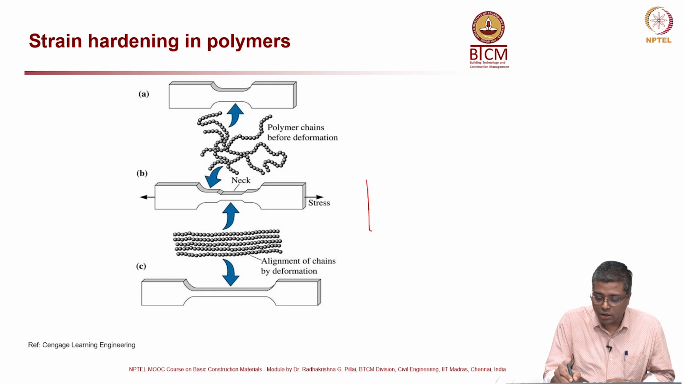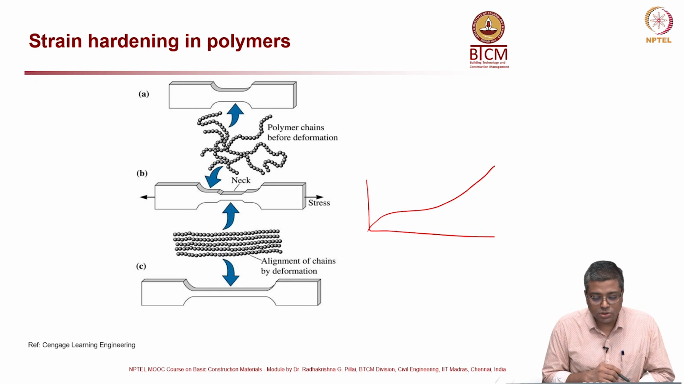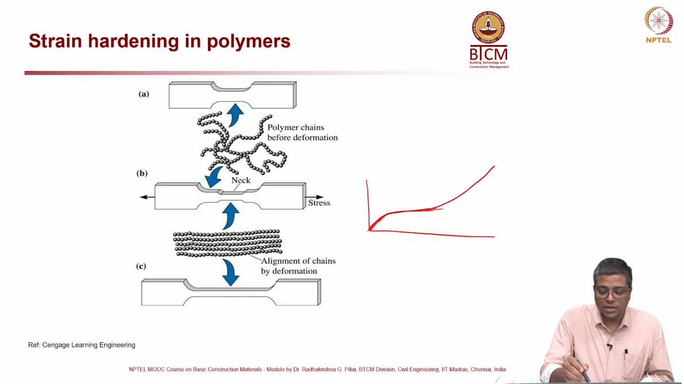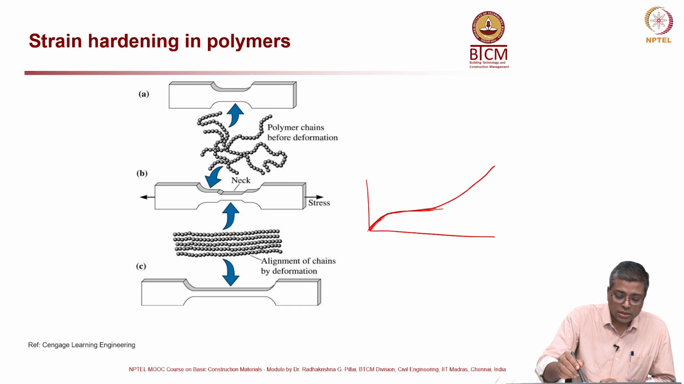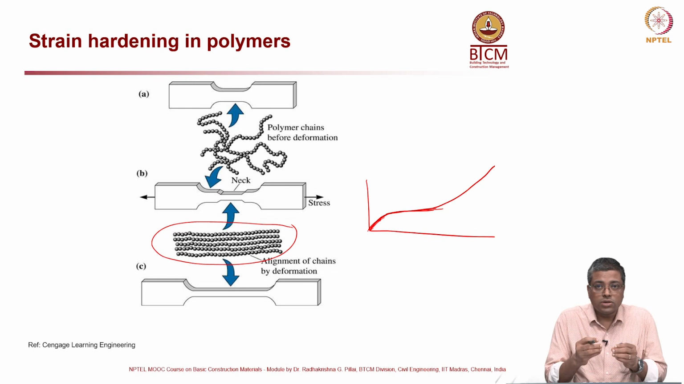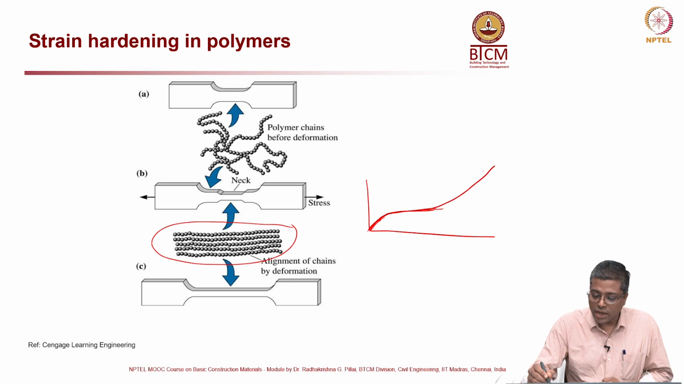So the curve might look something like this. I showed this earlier also. Initially you will see some increase, but then sometimes you will see this flat region. That is the time when the polymer chains try to get straightened. First all the chains will try to get straightened, and once they are straight, then only they will try to take the load. So that is this portion where they start taking the load.